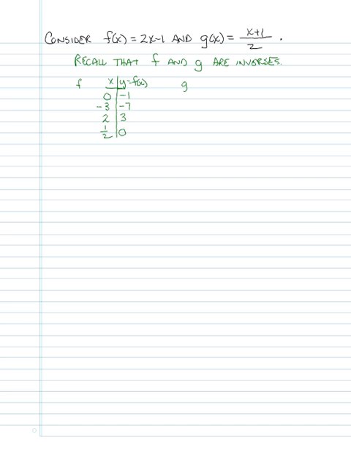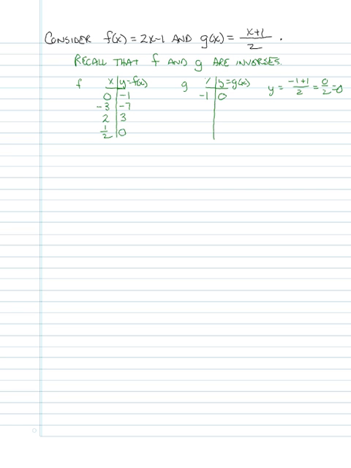Now, let's come over here, and let's create a table of values for g in a similar way. Now, I'm going to first choose my x value to be negative 1, okay, for g. So y would be negative 1 plus 1 divided by 2, which is 0 divided by 2, which is 0.